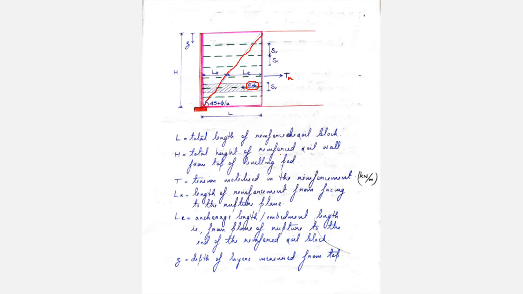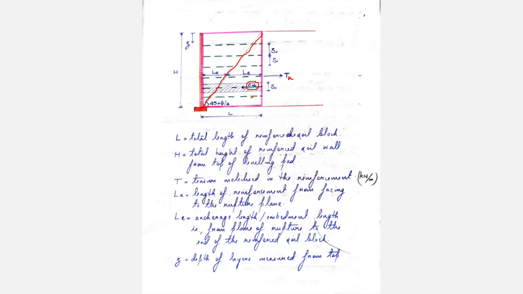Now we have already said that reinforcements are prone to two different types of failures. It can either fail due to rupture. Rupture failure happens when the force transferred into each of these reinforcements exceeds the allowable tensile strength of the reinforcement, then the reinforcement will fail by rupture.